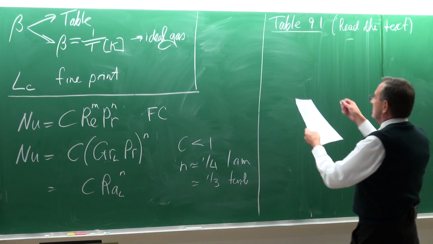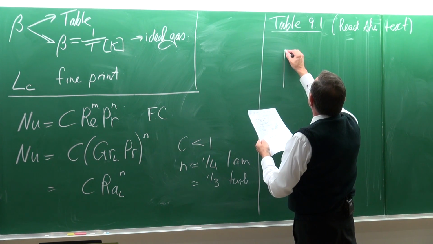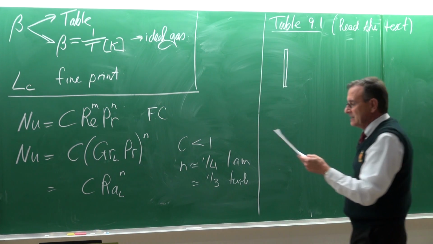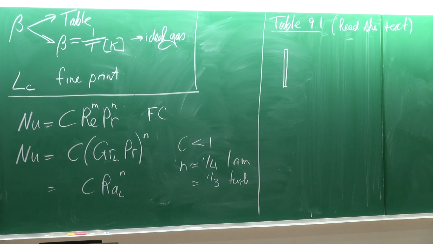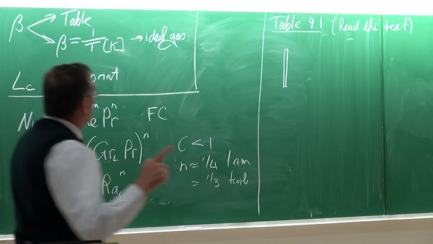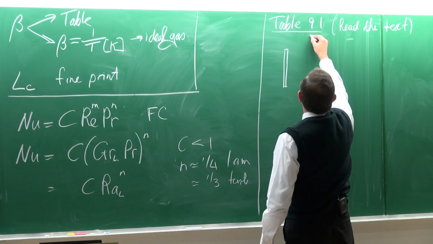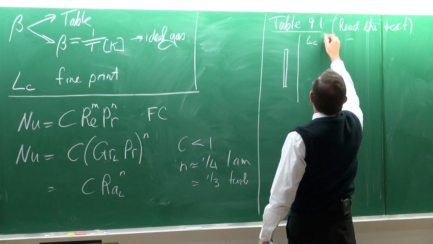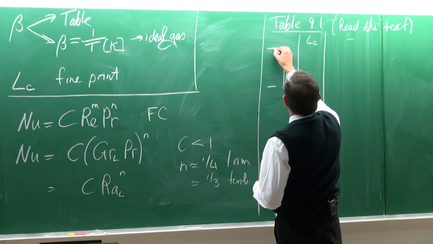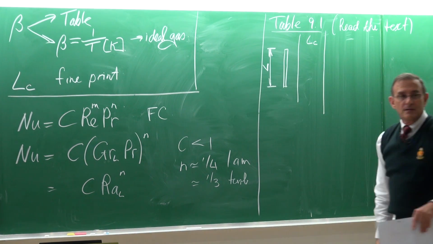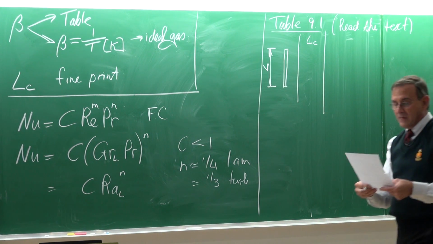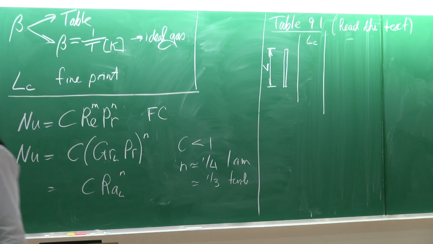So in the table, they would, for example, show you a vertical plate like that. That is in the first column. In the second column, they tell you what is the characteristic length that you should use. And in this case, it is very easy. It is that distance there, distance L. And then they give you the range of the Rayleigh number.